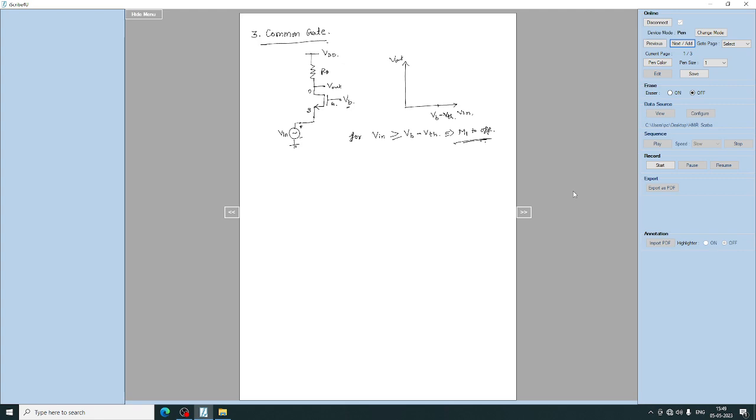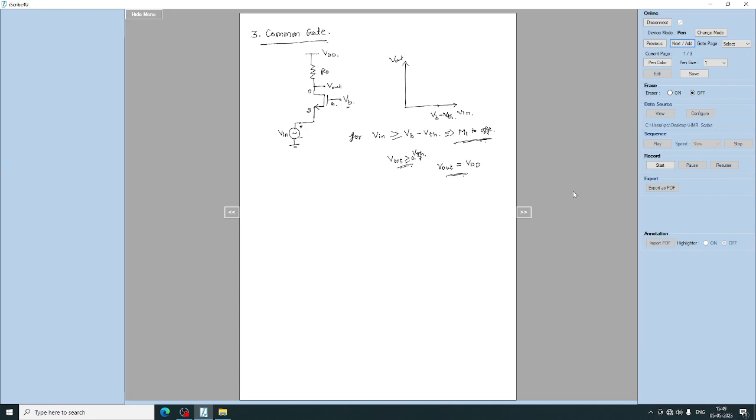If V in is greater, V in is actually at the source terminal. For the device to turn on, your VGS should be greater than the threshold voltage of 0.7 volt. Here VG is VB and VS is the input. If V in is greater than VB minus VTH, the device will be off. The gate voltage will be very small compared to the source voltage, and the device will be off. When the device is off, what will be your output voltage? Vout will be equal to VDD.